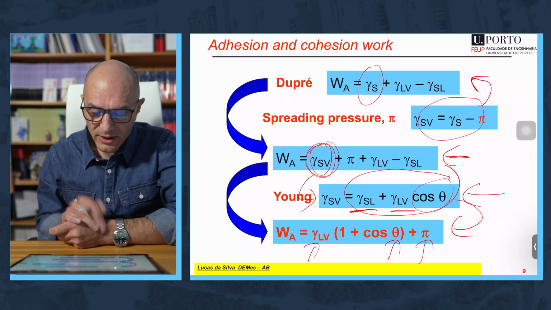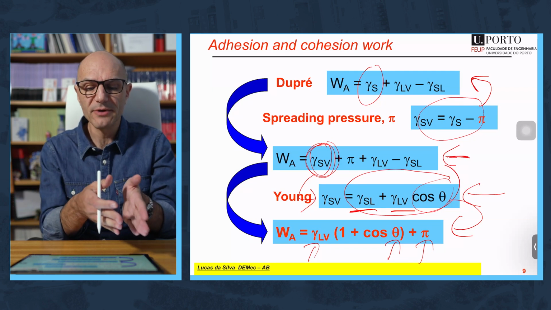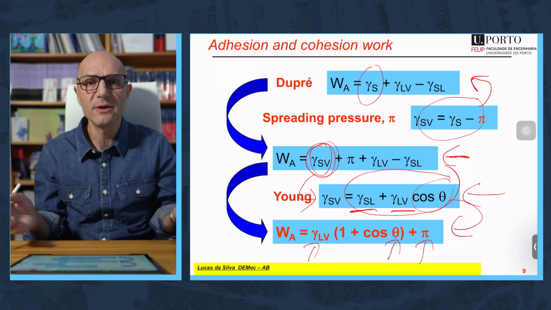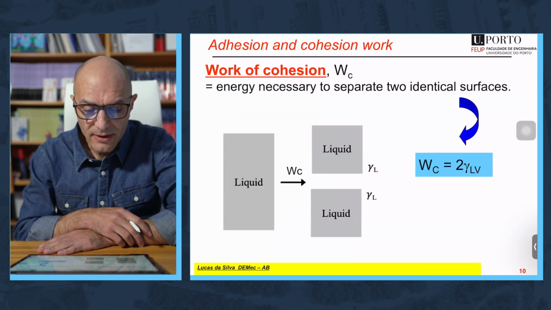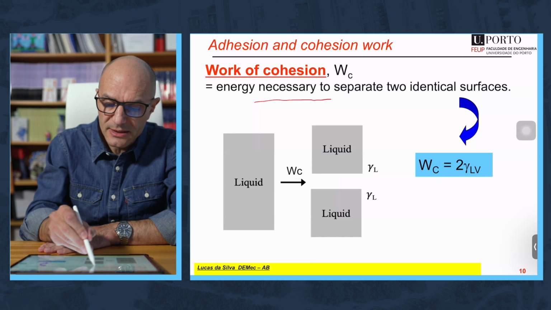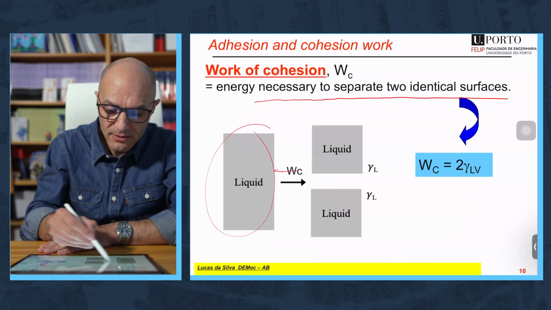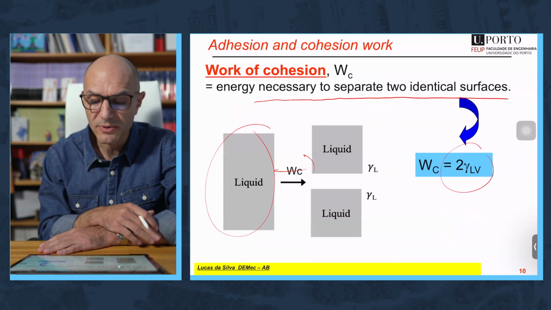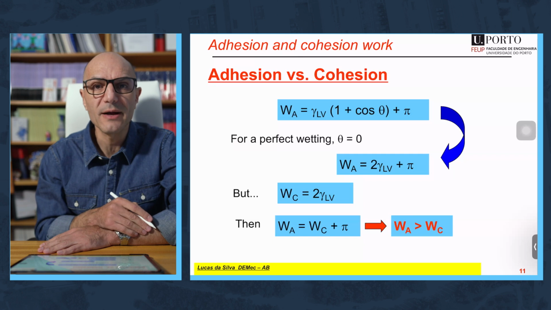Okay, what do I do with this? Well, the objective, I told you at the beginning, is to compare work of adhesion with work of cohesion. So let's see now what is the work of cohesion. Work of cohesion is very, very simple. It's simply the energy necessary to separate two identical surfaces. So we want to go from here to here. It's simply 2 times the surface energy of the liquid. Very, very easy.